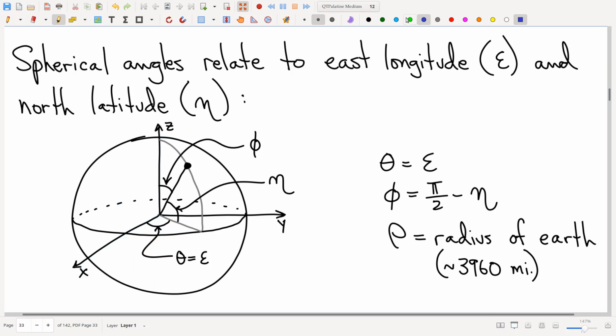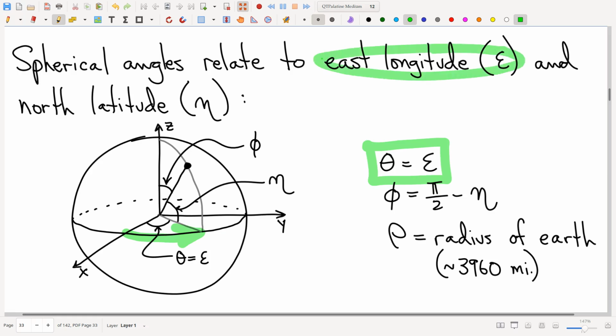So you look at the picture and you realize that theta is also longitude east from the prime meridian, otherwise known as east longitude. So cool, right? We're halfway there already on understanding the spherical angles.